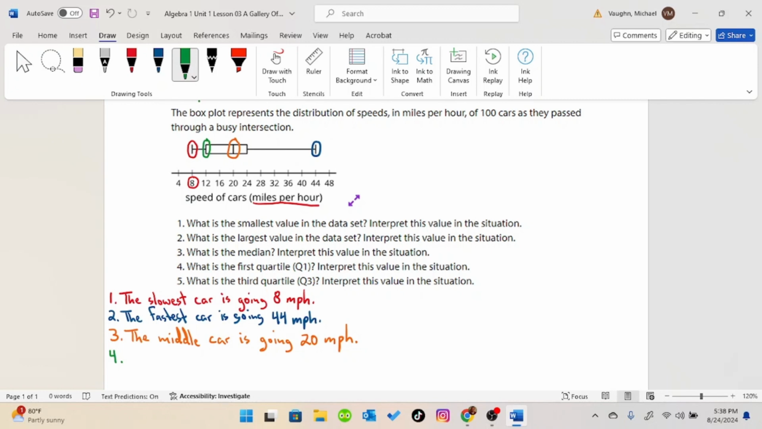So this tells you 25% of the cars. In this case, since this is 100 cars, that's 25 cars, go slower than 12 miles per hour.